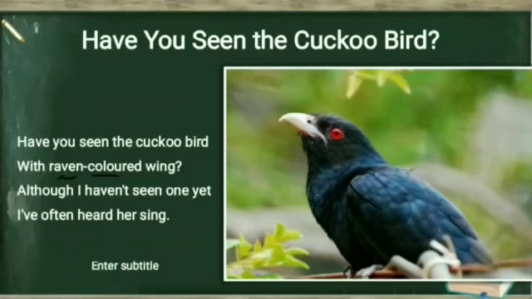Have you understood these two lines? In the first line, the poet is asking us whether we have seen the cuckoo bird. How is the cuckoo bird? It has raven-colored wings. And she is also saying that she has never seen the cuckoo bird, but she has heard it singing.